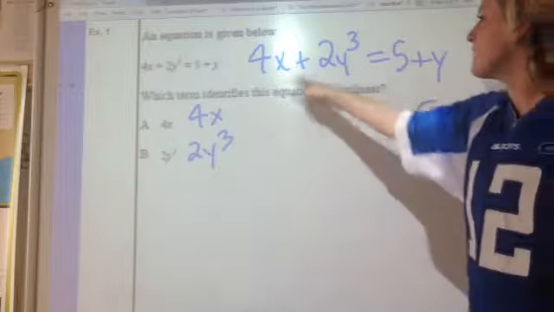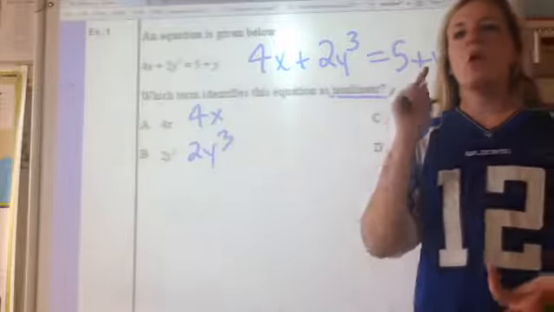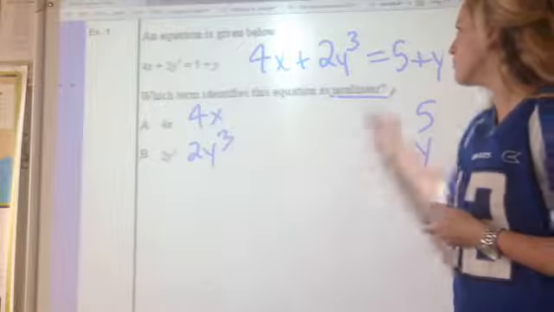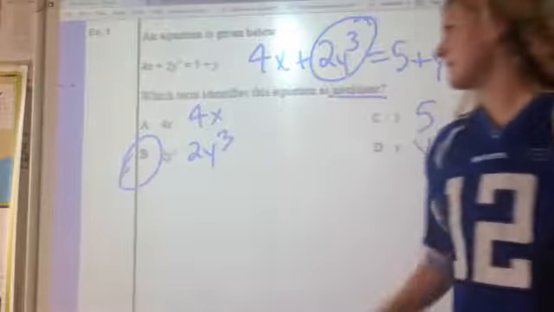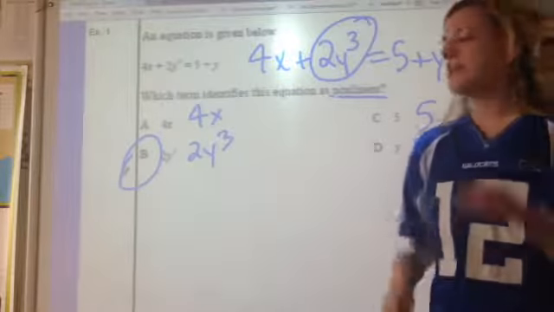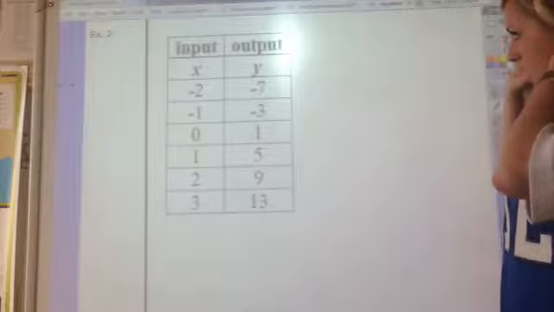Immediately, I'm going to look at my equation, since it already told me that it's nonlinear, and look for exponents or variables in a denominator. Boom. 2y cubed. So answer choice B. That's the term that makes this equation nonlinear. Linear relationships don't have exponents. Let's do another example.